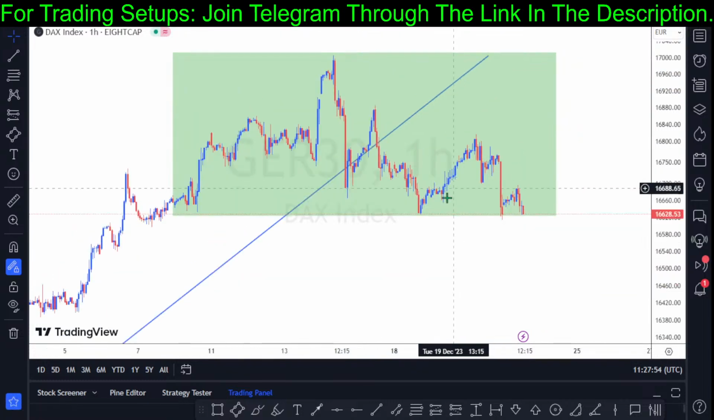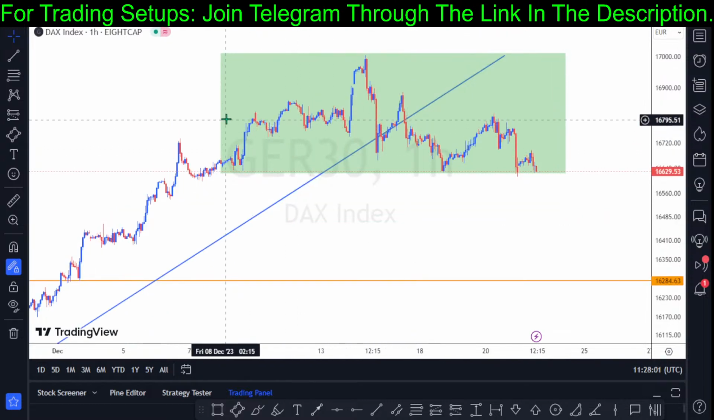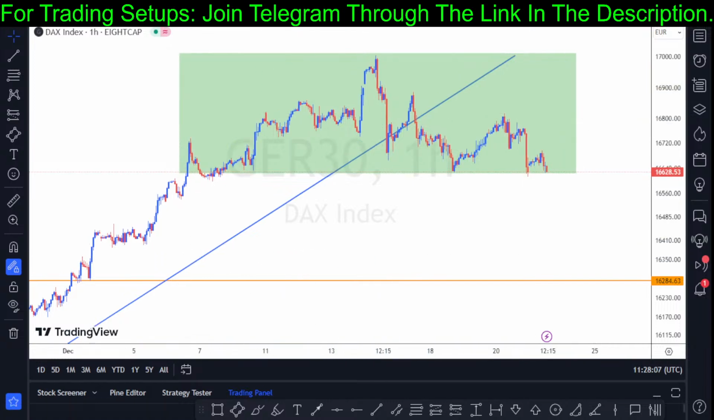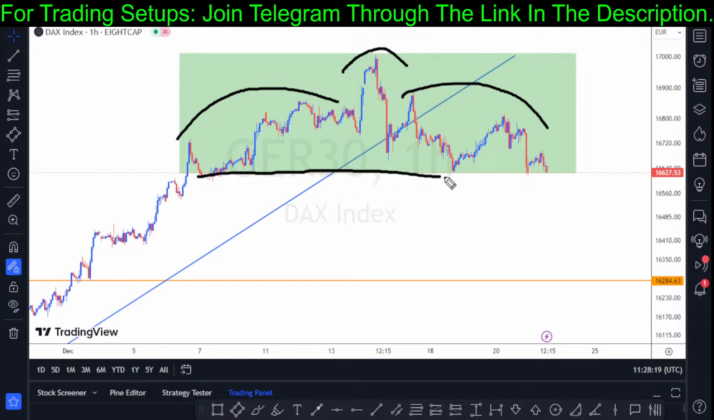Can you see that? So we have our support structure, our minor support structure at 16,625. So we can still extend this right here. What we have right here is like a broadened head and shoulder chart pattern. So we have the left shoulder, the head, and the possible right shoulder. So this is the neckline, right?